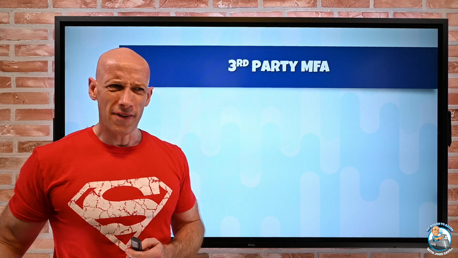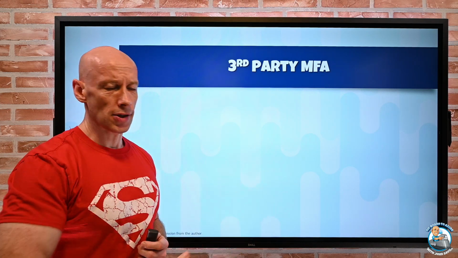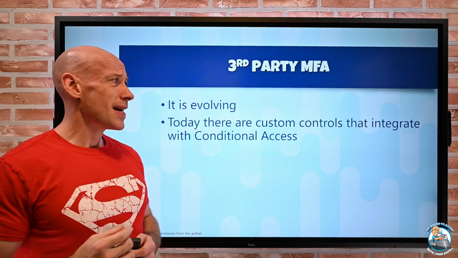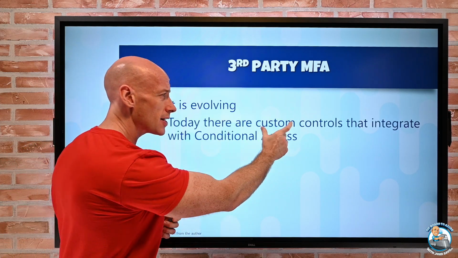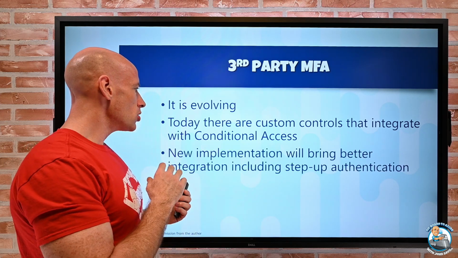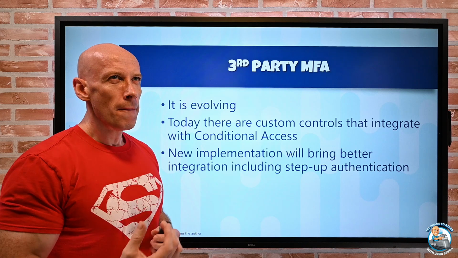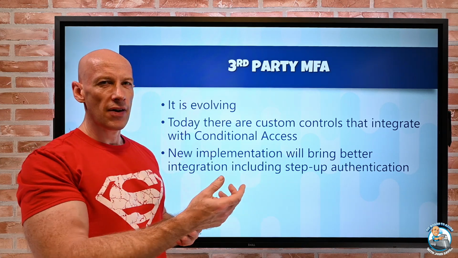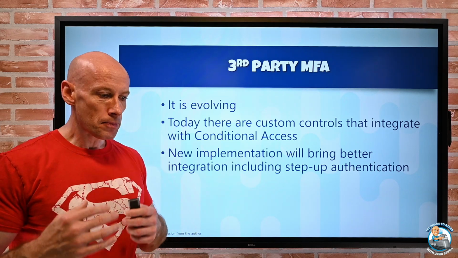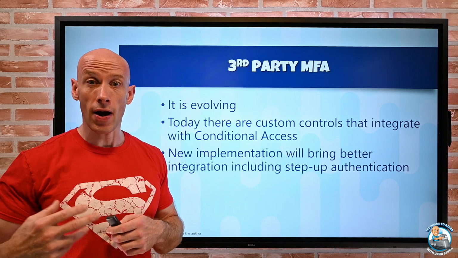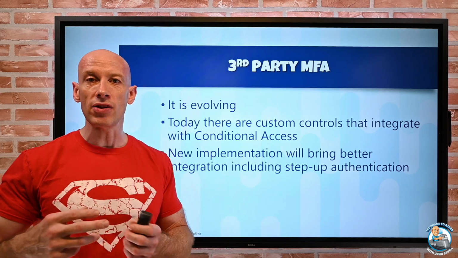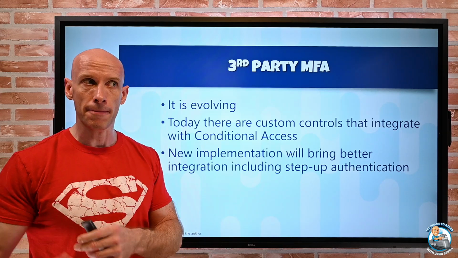What about a third-party MFA? So I've got a Duo, for example, or RSA. This is evolving right now. Today, there is something called custom controls that can integrate with conditional access. But it's moving to a new implementation that will bring third-party MFA more in line with what I can do with Azure MFA, like those elevation type things. Again, it's in progress right now. It's changing. Today, third-party MFA cannot do everything I can do with Azure AD MFA.